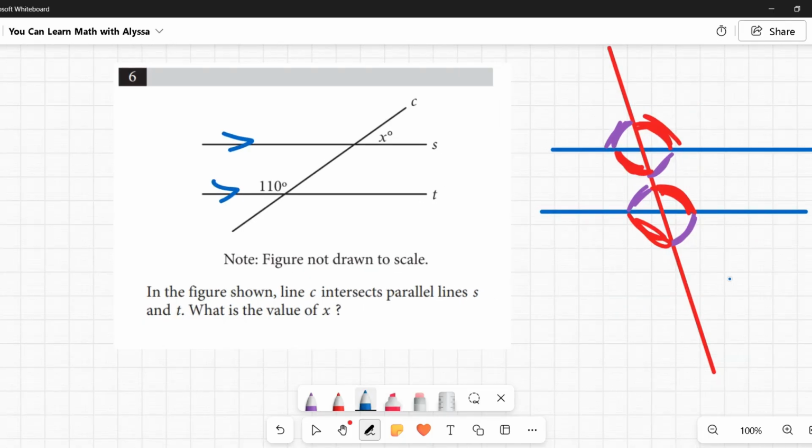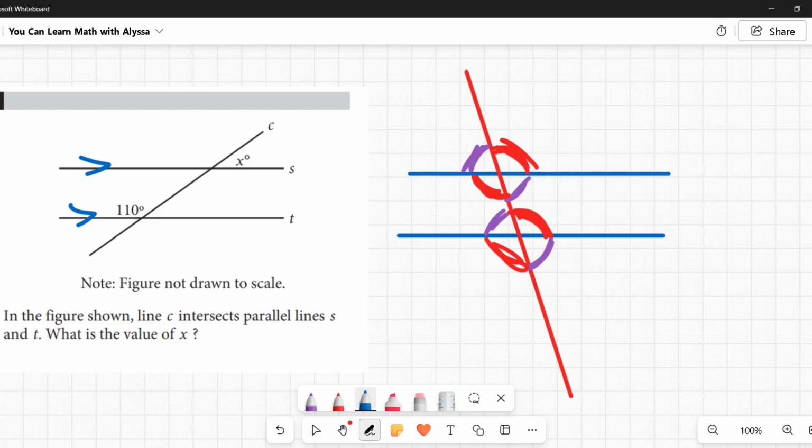And one little additional fact is that you see how my red and purple angles here form a line. They can form a line that way. Red and purple form a line that way. Red and purple form a line that way. Anytime I have two angles that form a line, you add them together, you're going to get 180 degrees. Another way of saying that is they are supplementary. They add up to 180 degrees.